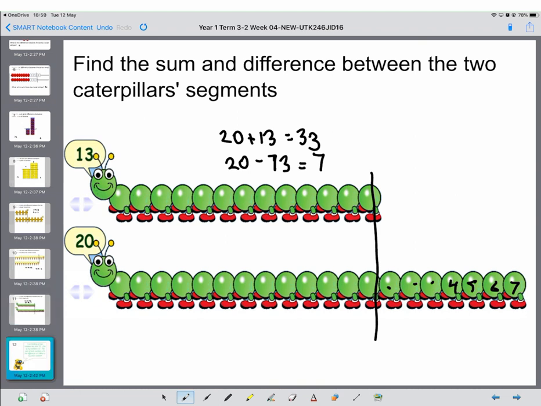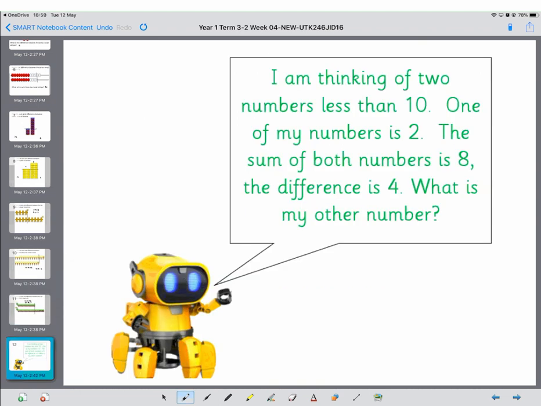And now we've got a bit of a challenge. Now I'm going to give you 5 seconds to look at this, and then I'll move on to the next one.